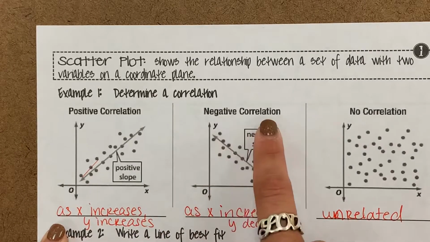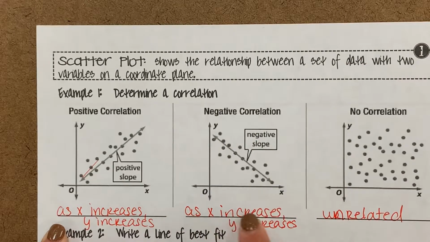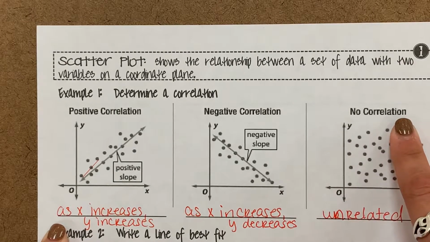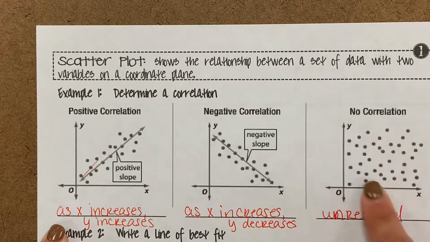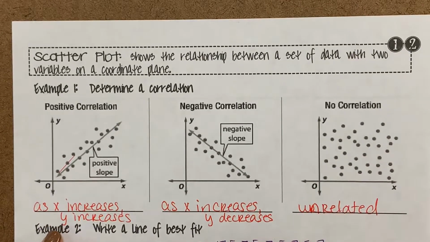From here we have negative correlation, which means we have a negative slope going through the points. So as our x increases, our y now decreases. Next we have no correlation, which means the dots are unrelated to each other. There's no way to draw a positive or a negative slope through the dots.